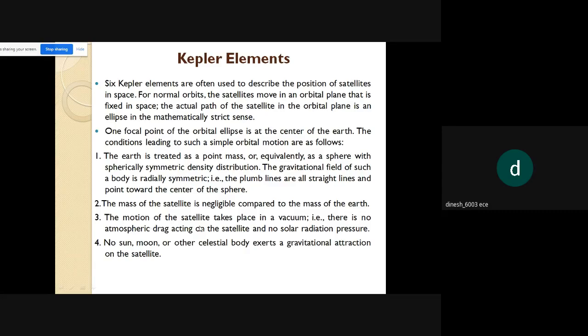Then you have to consider that the motion of the satellite takes place in a vacuum, which means there is no atmospheric drag acting on the satellite, or any solar radiation pressure. We also consider that no other celestial body, neither sun nor moon, exerts gravitational attraction on the satellite. So all these 4 points have to be considered when determining the orbital ellipse for a simple orbital motion of the satellite.